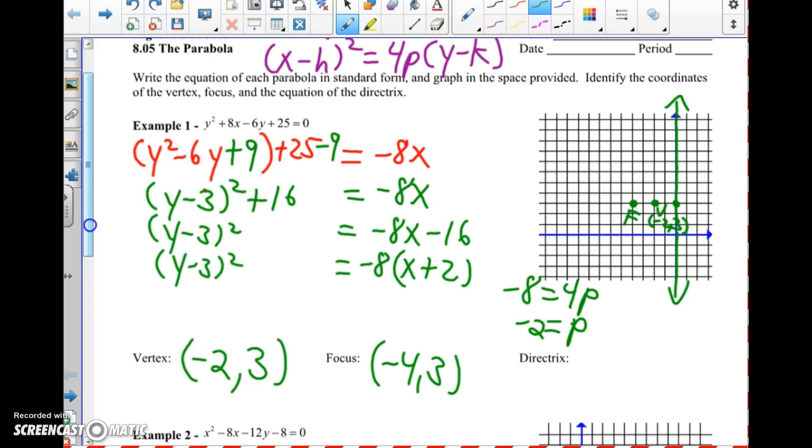X equals 0 is correct. You just got the directrix. X equals 0. There it is. Okay, good. Now you're seeing error. We have to go negative, only the negatives.